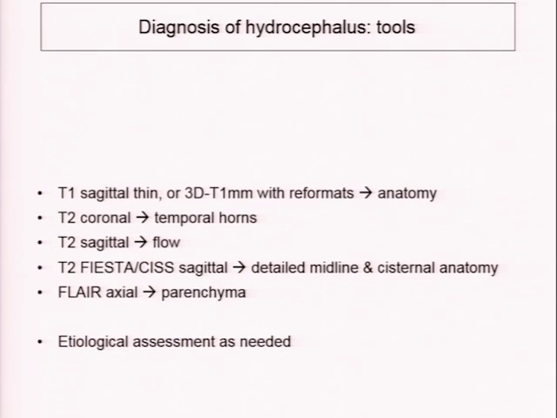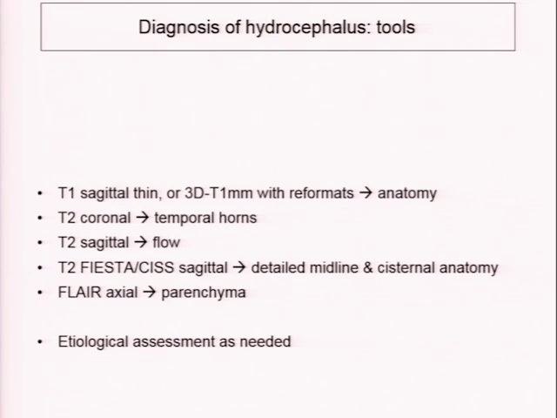My personal protocol is very simple. T1, because we acquire it in about 5 minutes and then reformat in 3 planes, meaning that we basically have a complete anatomical evaluation of the brain. The T2 coronal is important to show the temporal horns well. The T2 sagittal, T2 fast spin echo, is important because it shows you the flow voids along the midline, and I think we should really look at every case, at the flow voids in the posterior fossa, in the aqueduct, in the fourth ventricle, everywhere.